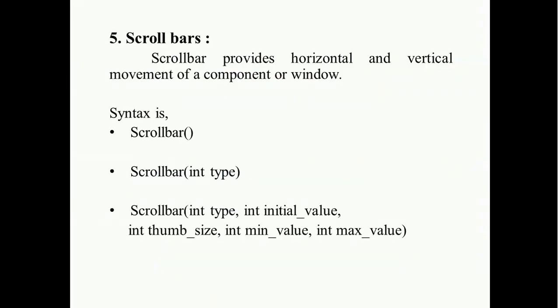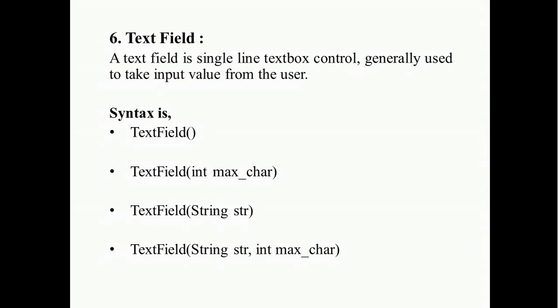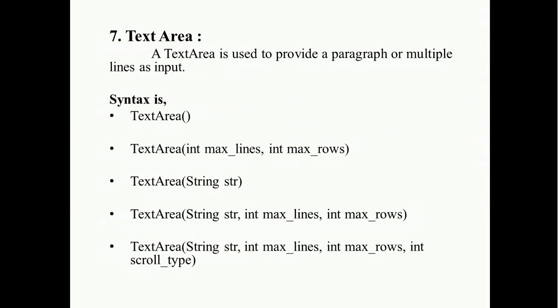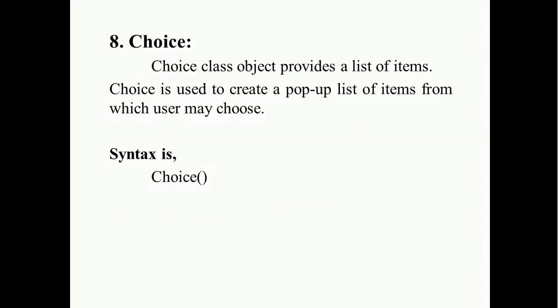In the last lecture, we saw the scroll bar, text field and text area. Now, in this lecture, we study some other AWT controls, that is choice and list. First, see what is the choice.